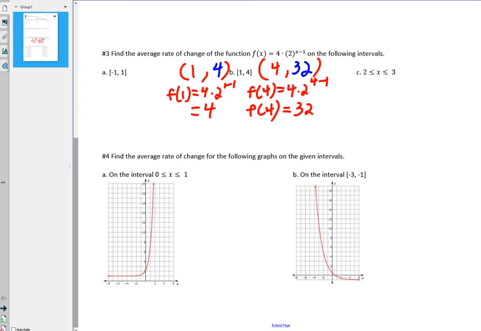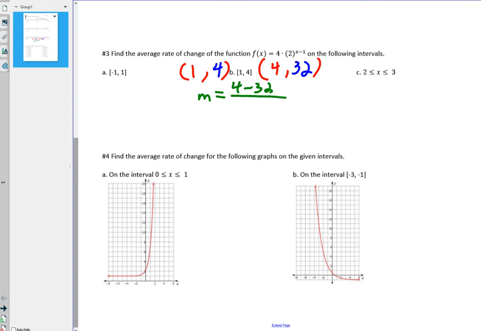So that's the only thing extra that's needed beyond what you already should know, which is the slope formula. Slope formula is 4 minus 32 over 1 minus 4. You can also do it backwards if you want. But I see I'm getting negative 28 over negative 3. If you do it backwards, you would get positive 28 over positive 3. And that's what you have to end up with anyways, because negative divided by negative is positive. 28 can't be divided by 3.